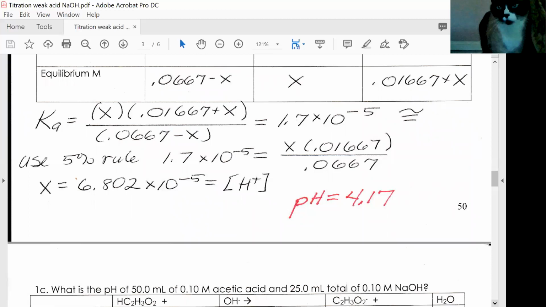So go ahead and copy this down. Remember that from our ICE table, x is the concentration of hydrogen ion. So we get 6.802 times 10 to the minus 5. Plug that into our pH equation. We get a pH of 4.17.